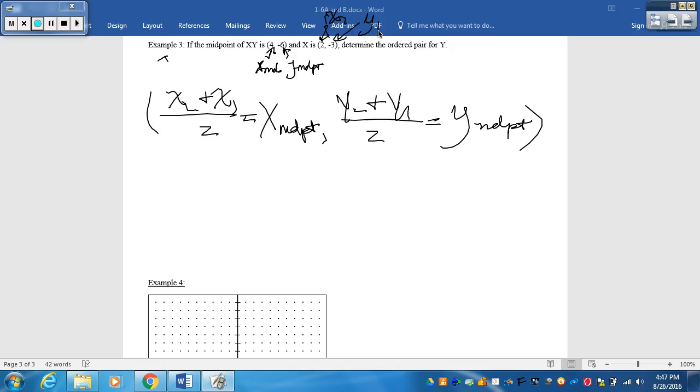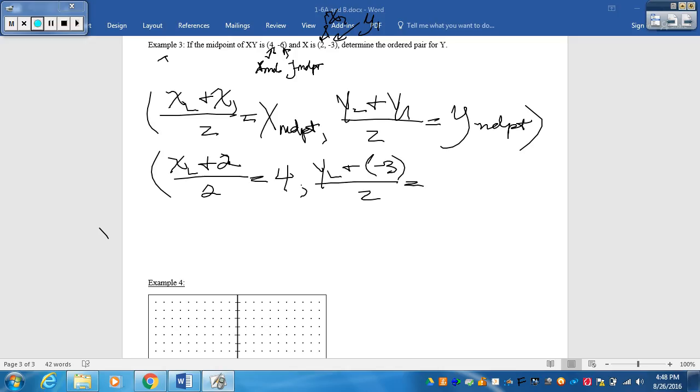Okay, hopefully you got a chance to go ahead and figure that out. But here's what we're going to do. If I plug this in, x sub 2 is unknown, so we're going to put that there, plus x sub 1, which we know is 2, over 2 is equal to the x midpoint, which was 4. Okay, and y sub 2 again is unknown, plus y sub 1, which was negative 3, over 2, which equaled the y midpoint, which is negative 6.